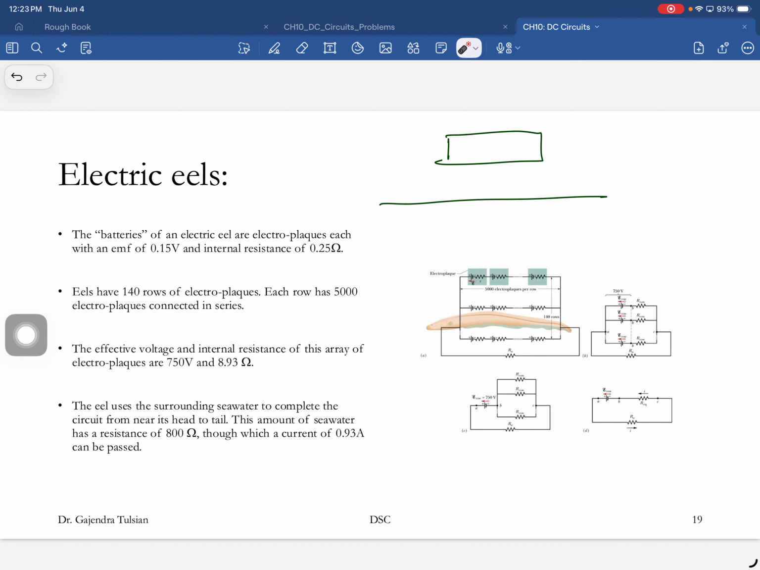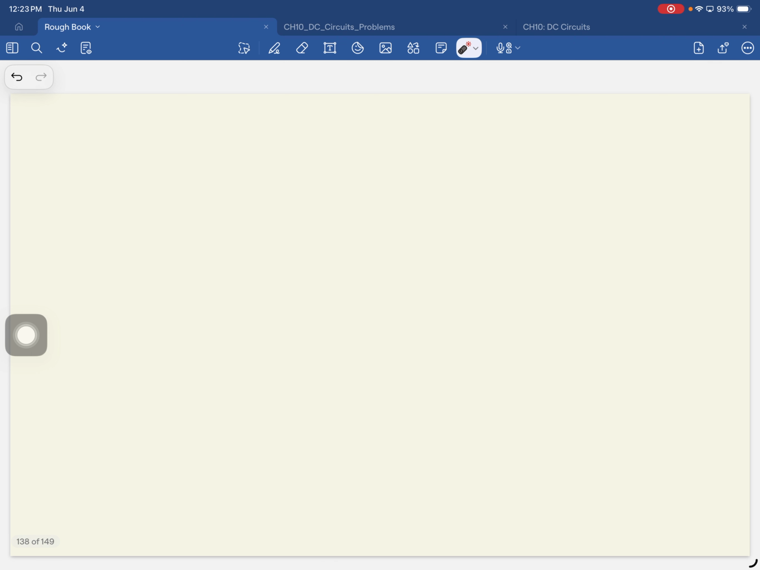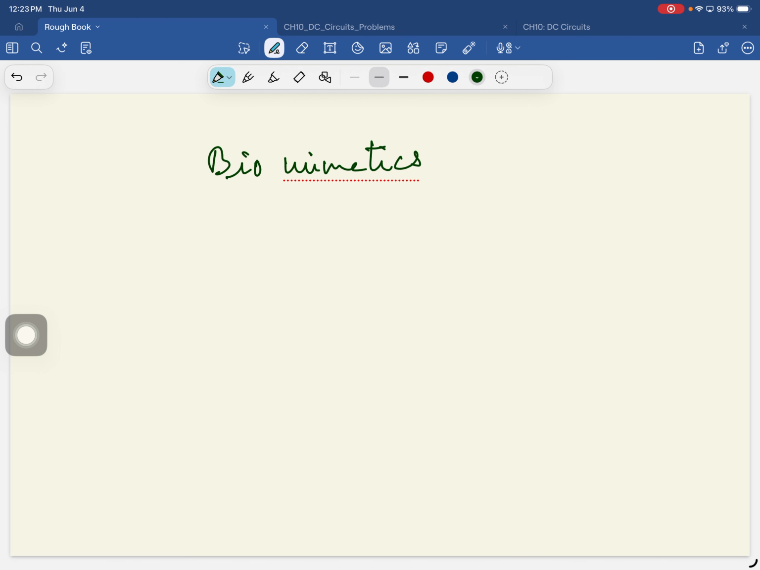Okay, so you guys have heard of biomimetics? I've mentioned this before. This is a branch of engineering. What does the word mean, you think? Copying nature. You want a solution to an engineering problem, go look for how nature solved it. There's a solution. So here's a famous problem.